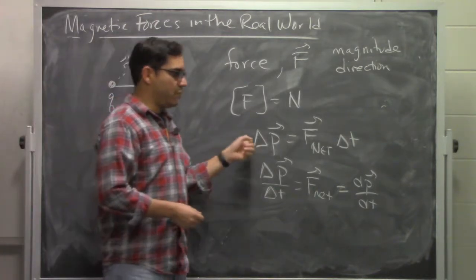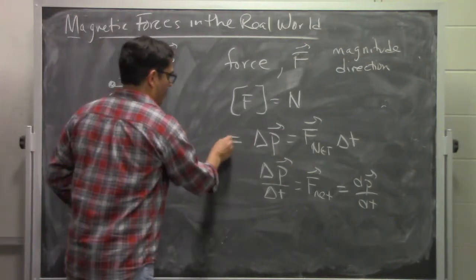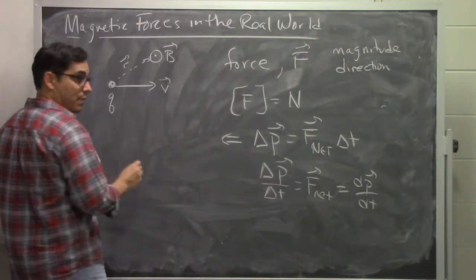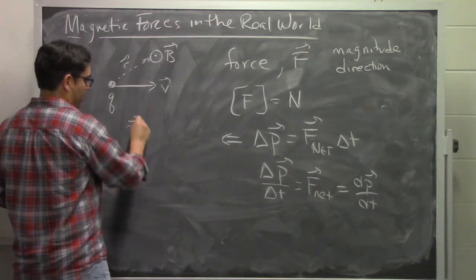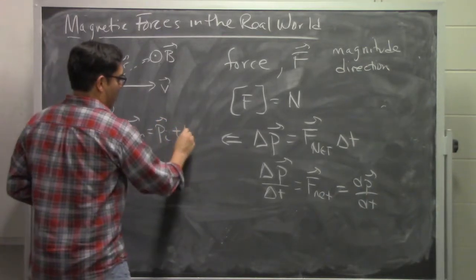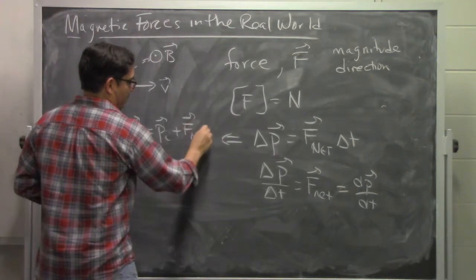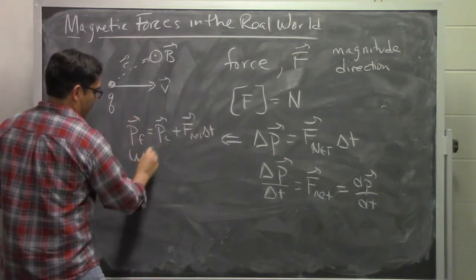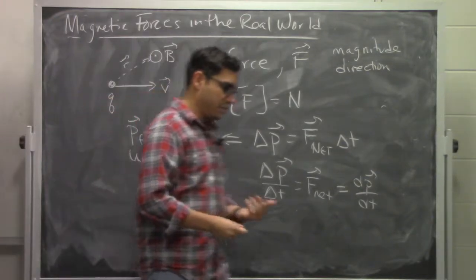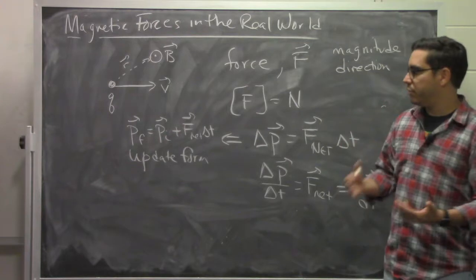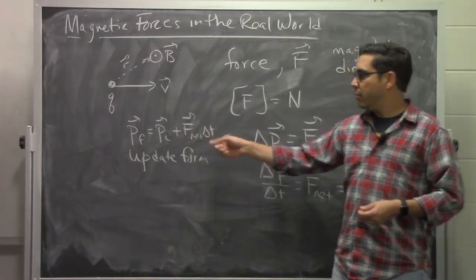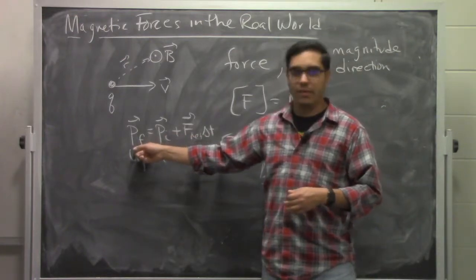We'll be able to use this form of the momentum principle to describe the motion of charged particles in magnetic fields by using the update form of it, which is that the final momentum is equal to its initial value plus whatever the net force is times delta t. We've referred to this as the update form of the momentum principle. What it tells us is that if we know how fast something is moving and in what direction and how much mass it has, then through the interactions that it has, we can determine its momentum in the very next time step.